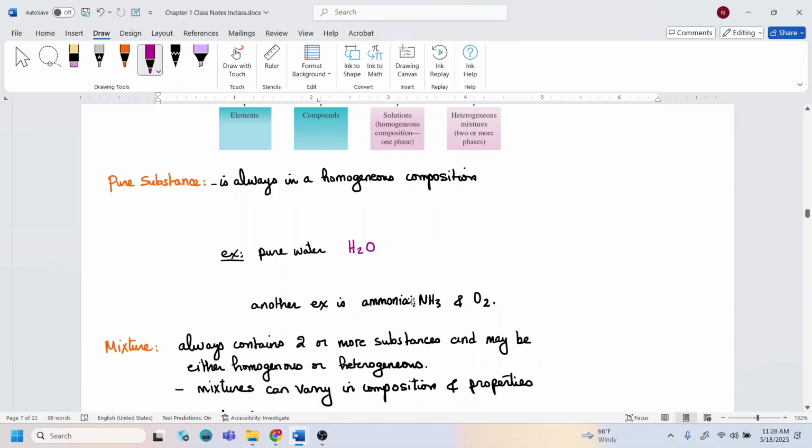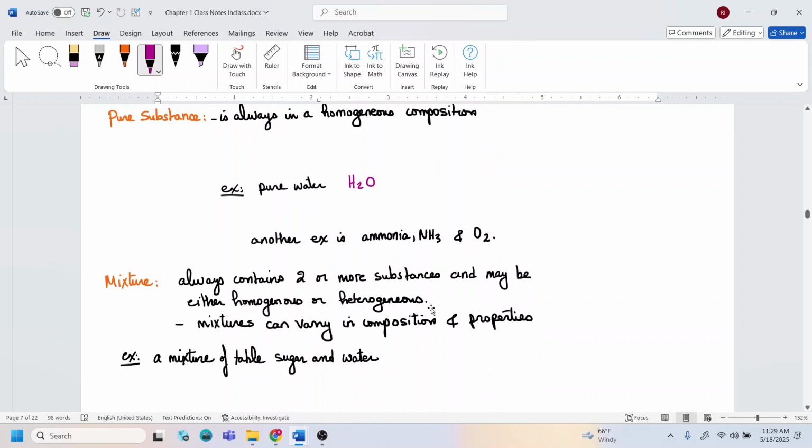Another example is ammonia. Oxygen, all of those, they do have the same proportions, and they do freeze at a specific temperature. So this is why we call them pure substances.